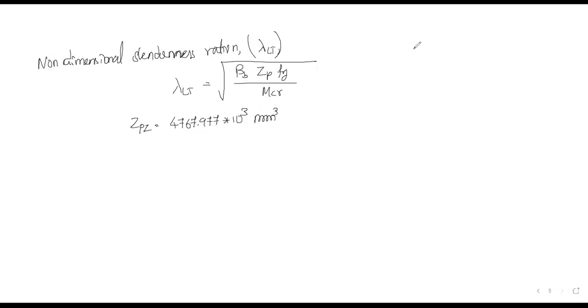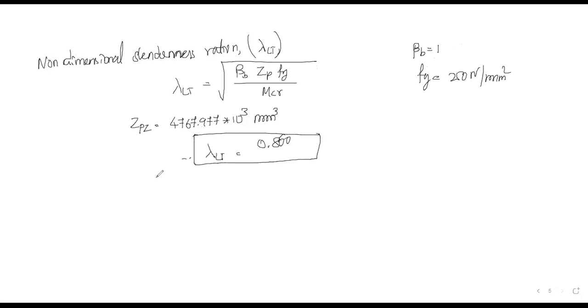Beta B, we know that if the section is plastic then it becomes 1. Fy we know is 250 Newton per mm square. The MCR value we have calculated. So if I substitute all these values, I can get the lambda LT value as 0.860.